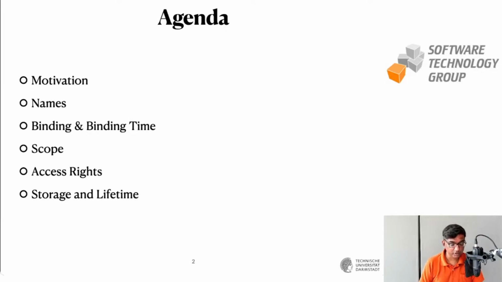We will look at why programming languages provide variables, and we will also look at the most important properties that are attributed to variables that define their meaning, beginning with the most important of those attributes, which is names, and then followed by an overview of what these different attributes are, how they can be bound, and what different binding times are. Then we will look at some of the other most important attributes that can be bound to variables, like scope, access rights, and storage and lifetime.